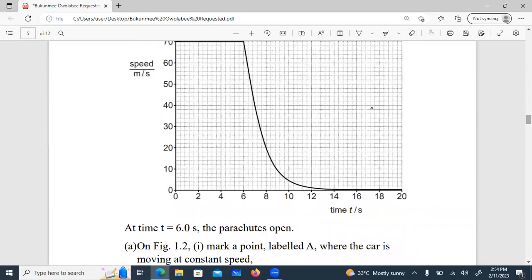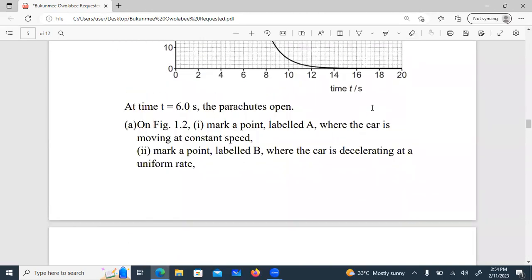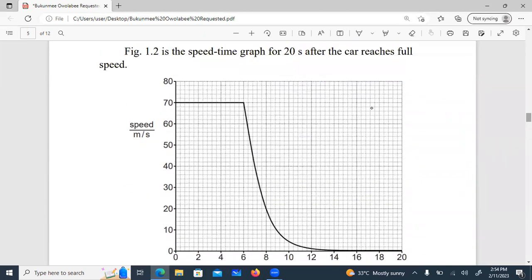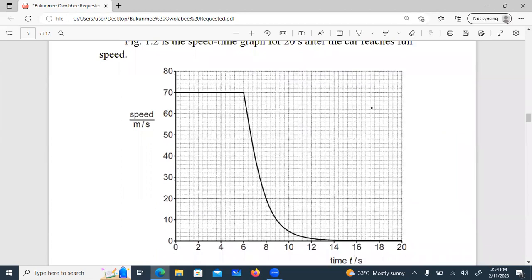On figure 1.2, mark a point labeled A where the car is moving at constant speed. Now, if you look at the graph, when do we say the car is moving at constant speed? The car is moving at constant speed on this part where we have a horizontal line. Yes, that shows that the speed is constant. When the curve looks like this, it shows that the object is accelerating. When the curve looks like this, it shows that the object is decelerating.